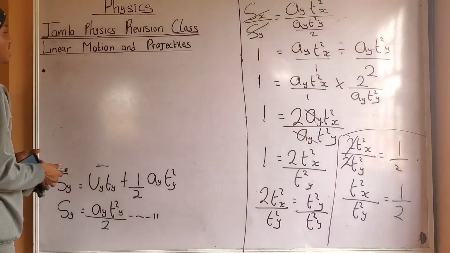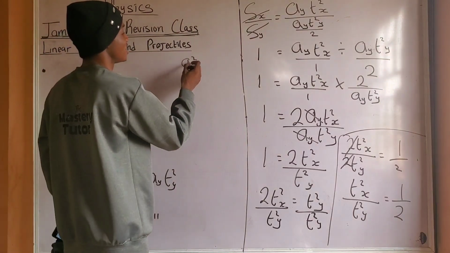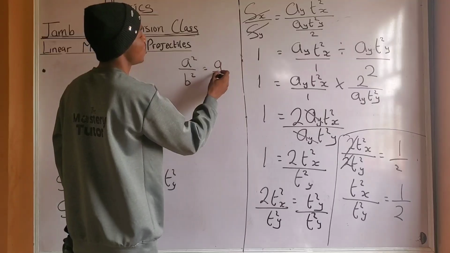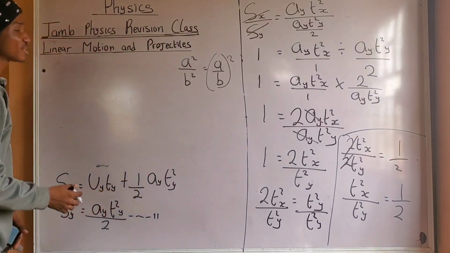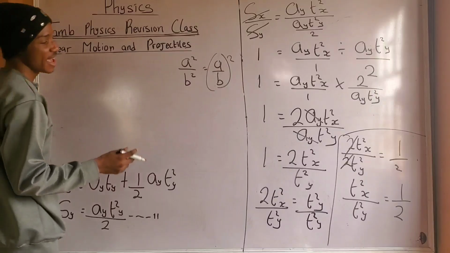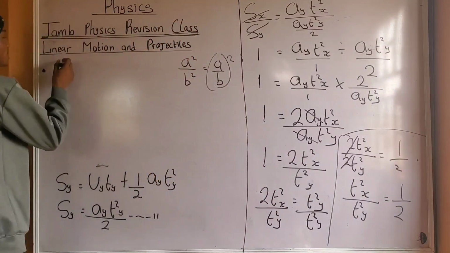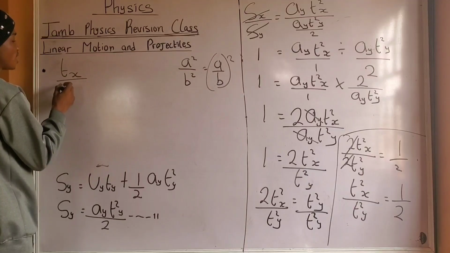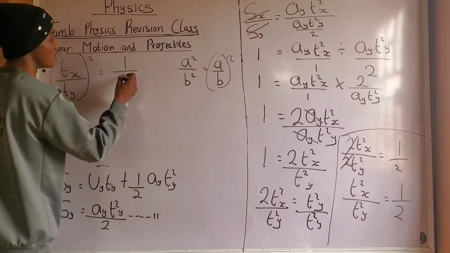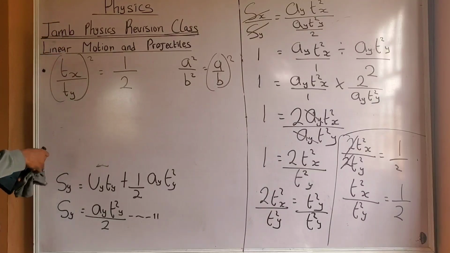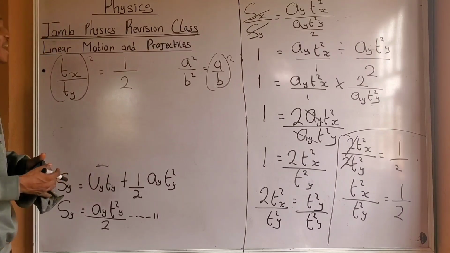Now, remember this property: a squared all over b squared can be written as what? A over b, squared, right? Yes. So that means t square x over t square y can be written as t subscript x all over t subscript y, squared. This will be equal to what? 1 over 2.